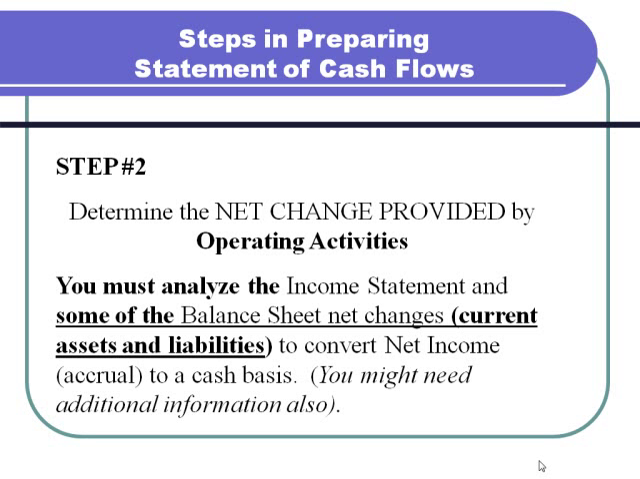Step 2. Now remember the order of the cash flow. It's divided up into 3 sections. The first section is operations, the second section is investing, and the third section is financing. So what you have to do, and we're going to use the indirect method, you have to analyze the income statement and some of the balance sheet changes, current assets and current liabilities, to convert net income to cash.